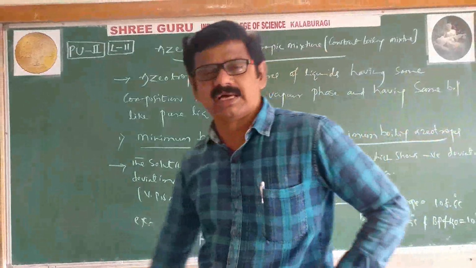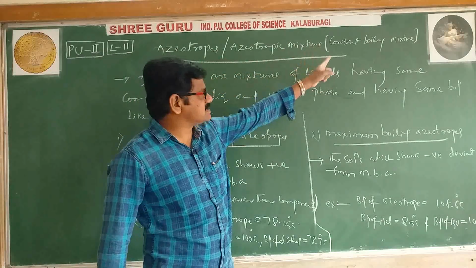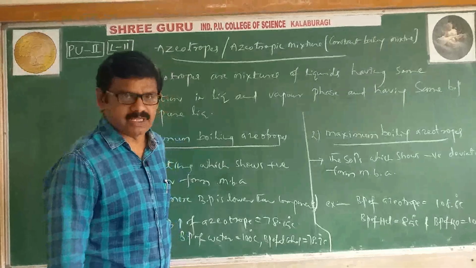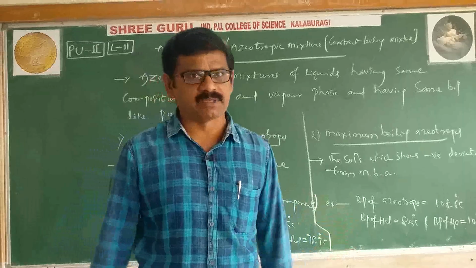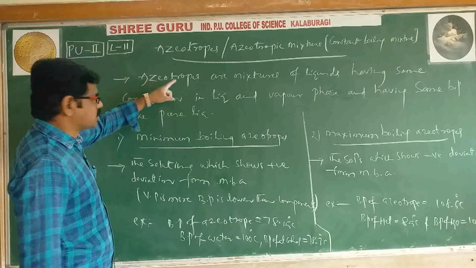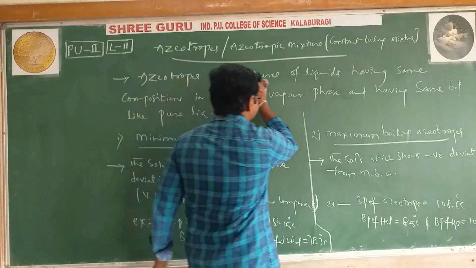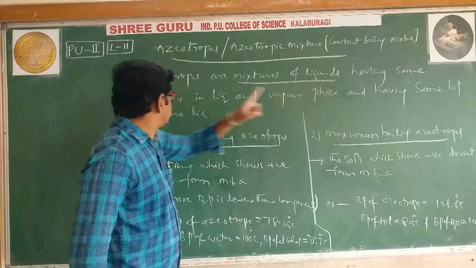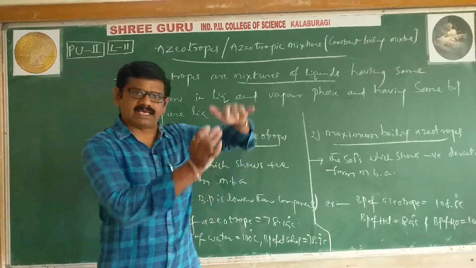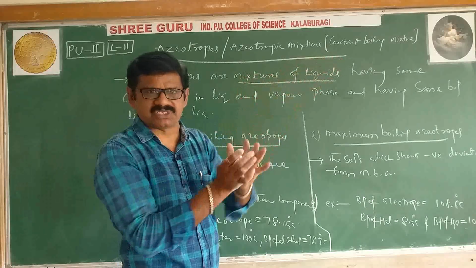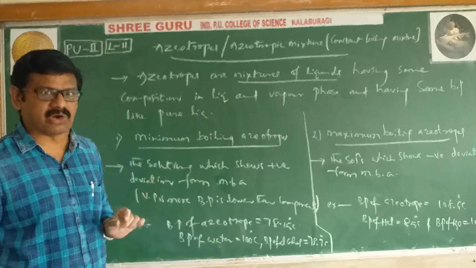We are continuing with azeotropes, nothing but azeotropic mixture. It is also called a constant boiling mixture. Let's discuss what azeotropes are. Azeotropes are mixtures of liquids having the same composition in the liquid and vapor phase, and having the same boiling point like a pure liquid.